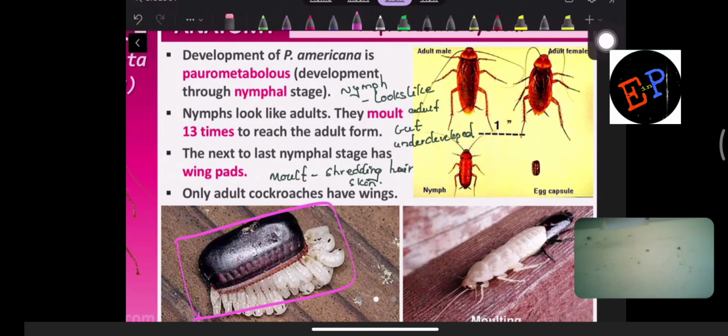Indirect development means passing through either a larval stage or a nymph stage. And where you find this nymph stage, you will find it in cockroach. Are you able to understand?